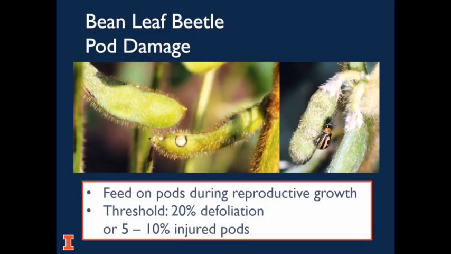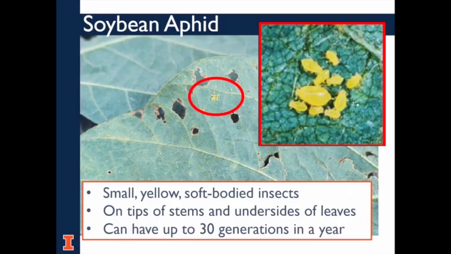Bean leaf beetles can also cause pod injury during reproductive growth. They feed on the pods but not the beans inside. Anytime a plant is wounded, the wound can be an entry point for disease, so pod feeding could also leave beans susceptible to disease. During pod fill, you can apply a control if you identify 20% defoliation or 5 to 10% injured pods. The next pest is soybean aphid. Soybean aphids are small, yellow, soft-bodied insects.